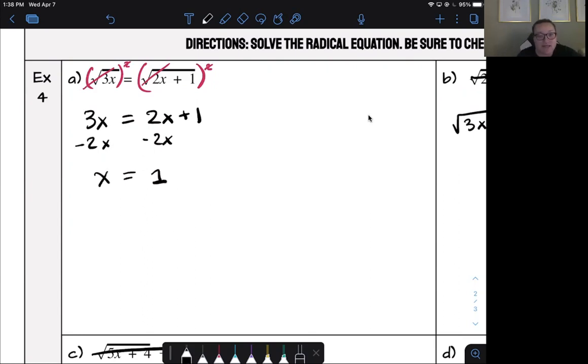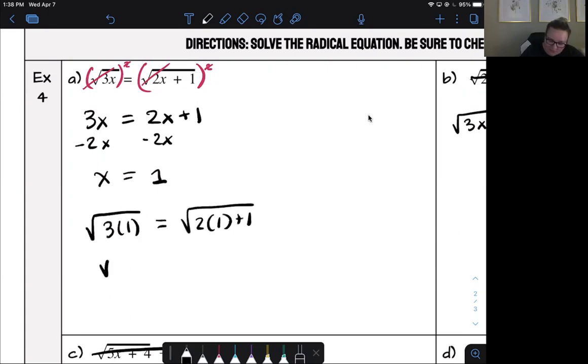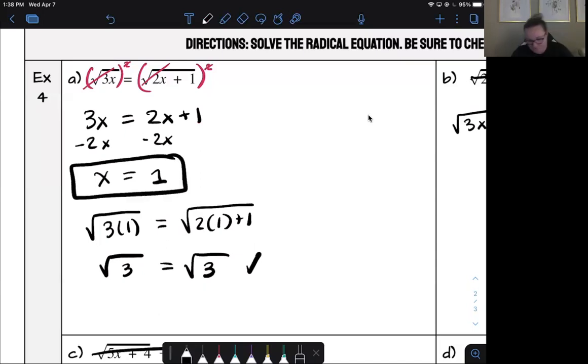Before we circle it as our final answer, we still have to check for an extraneous solution. Is the square root of 3 times 1 equal to the square root of 2 times 1 plus 1? 3 times 1 is 3. 2 times 1 plus 1 is 3. The square root of 3 is equal to itself. That is our final answer.